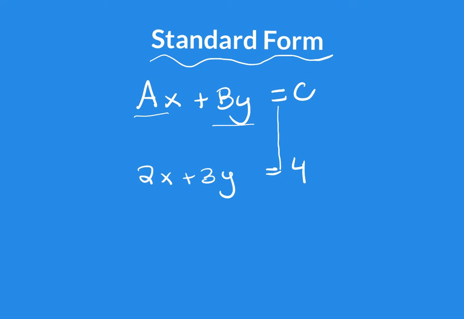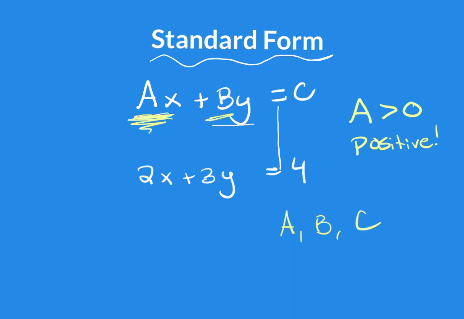There are 2 rules in standard form, and they are there just to assure that everyone has the same equation. So the leading coefficient, a, has to be greater than 0, which just means it needs to be positive. It cannot be negative. And then also, a, b, and c, all of these numbers, they have to be integers, which means no fractions.